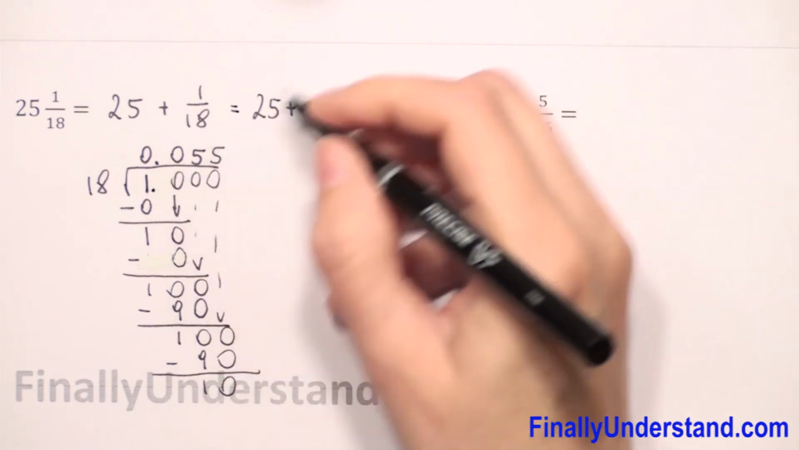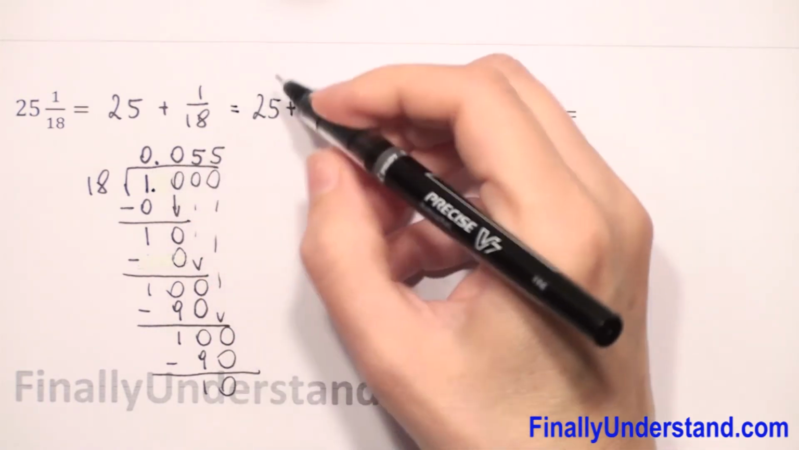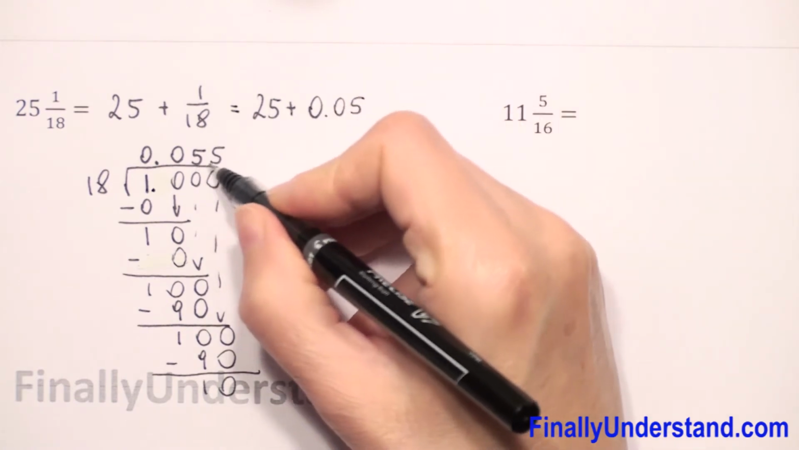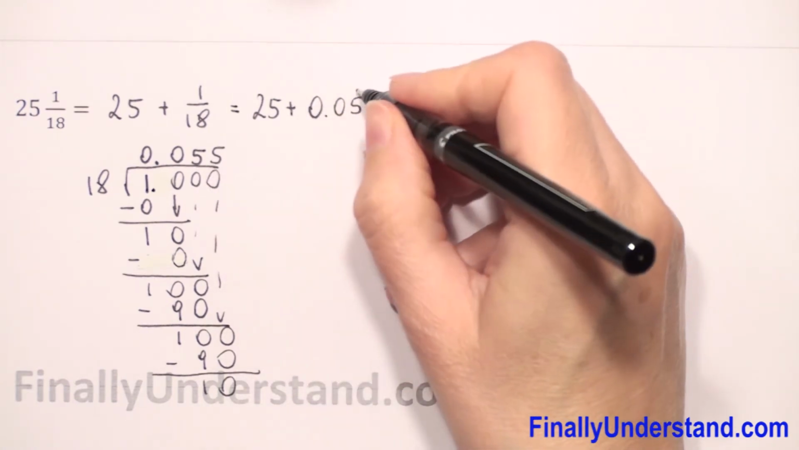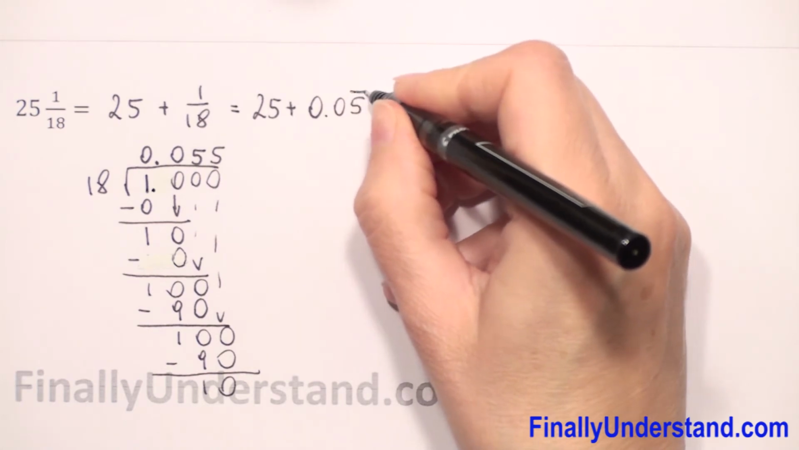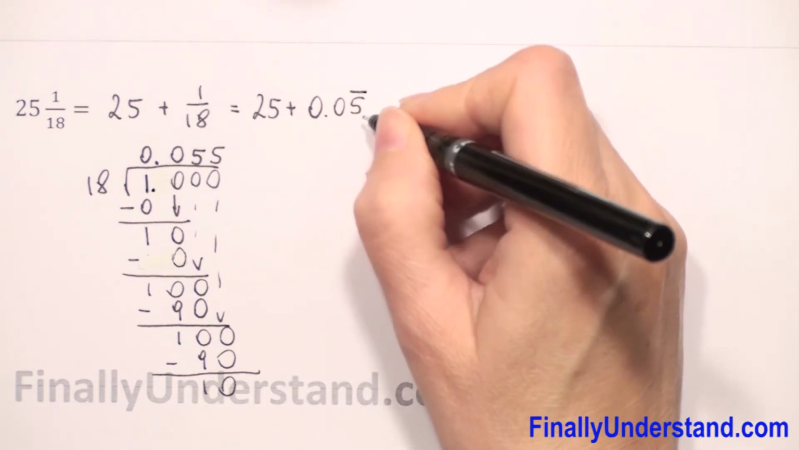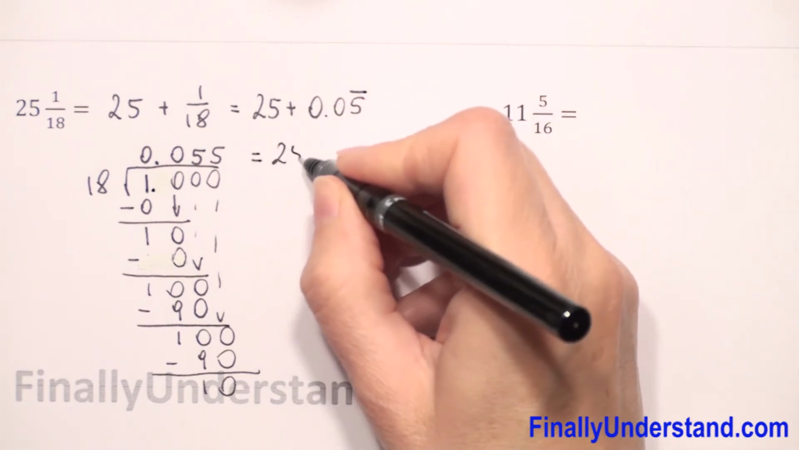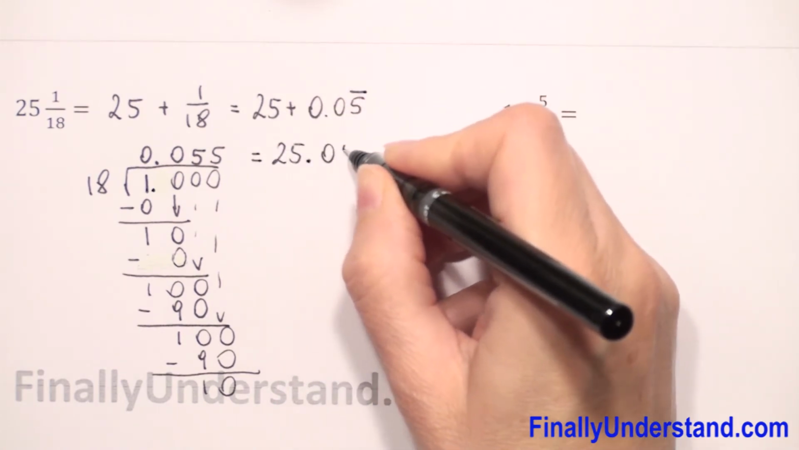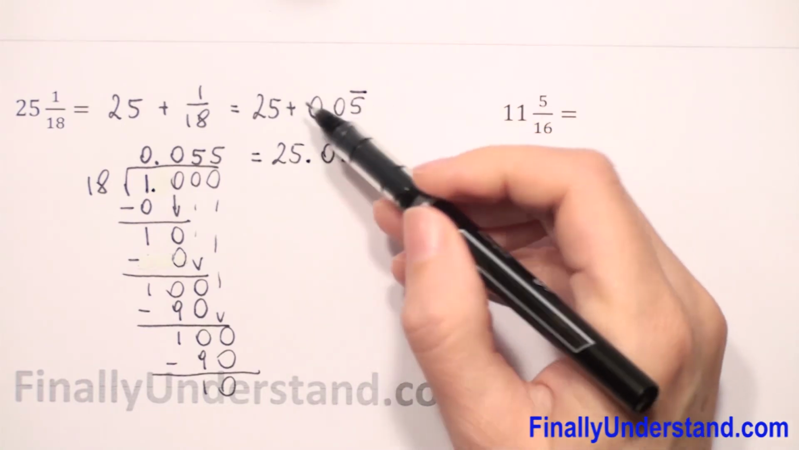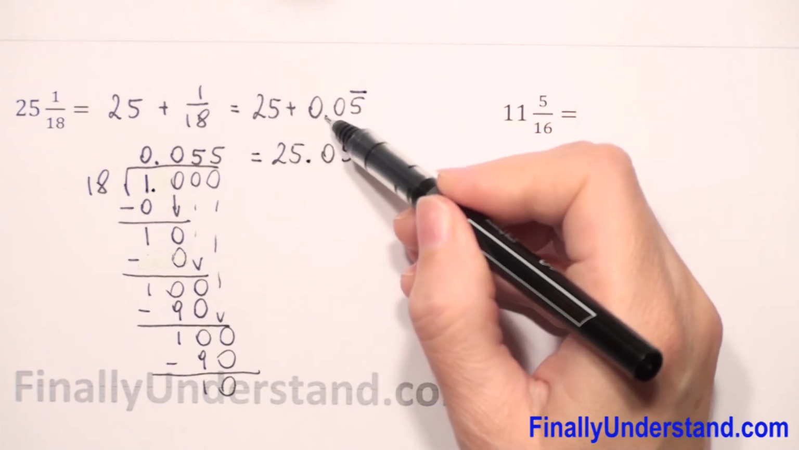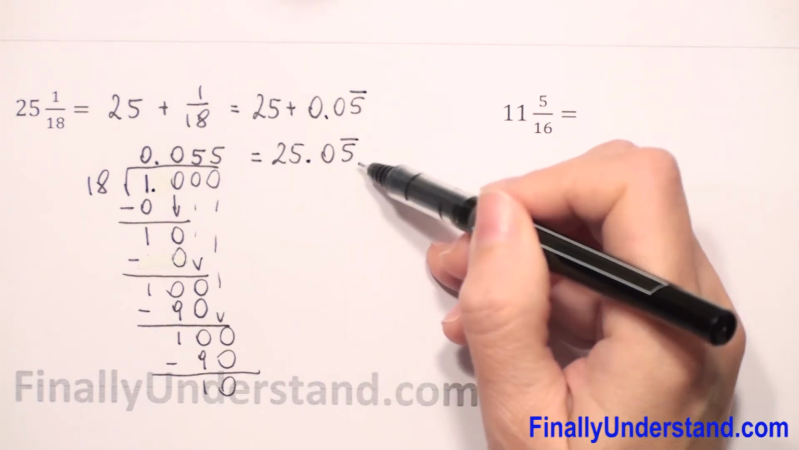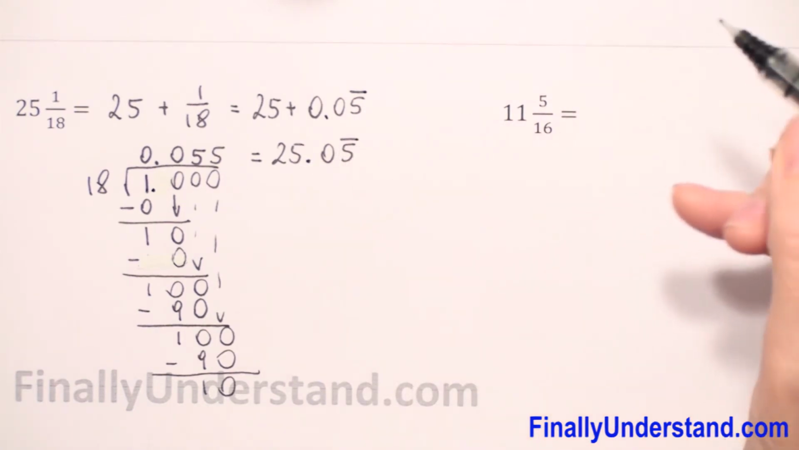We can write that this is what we get from long division, 0.05, and because 5 repeats, we will add the bar above 5. It means that this number repeats. So now this is equal. We can write that this is 25 plus 0.05 with the bar above. 0.05 is 25.05, 5 repeats.